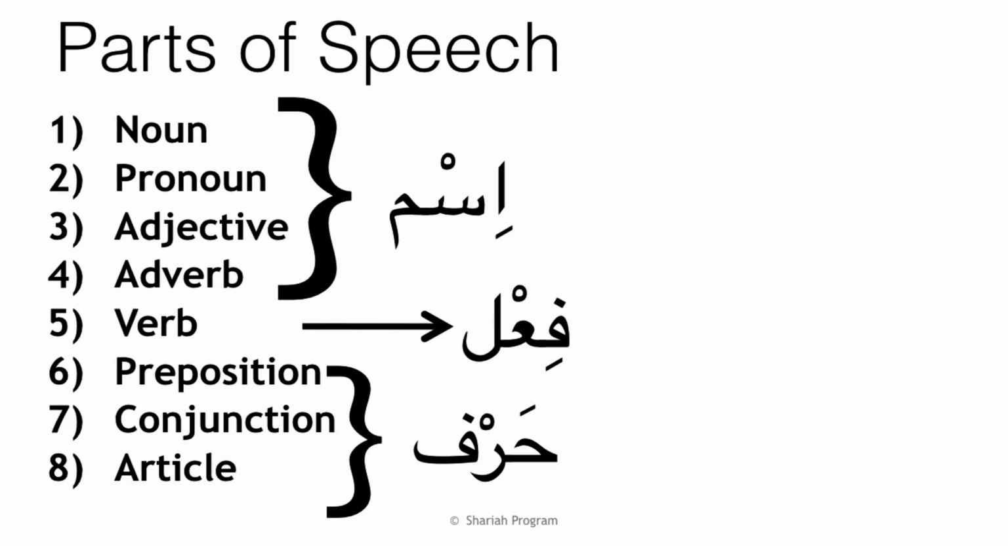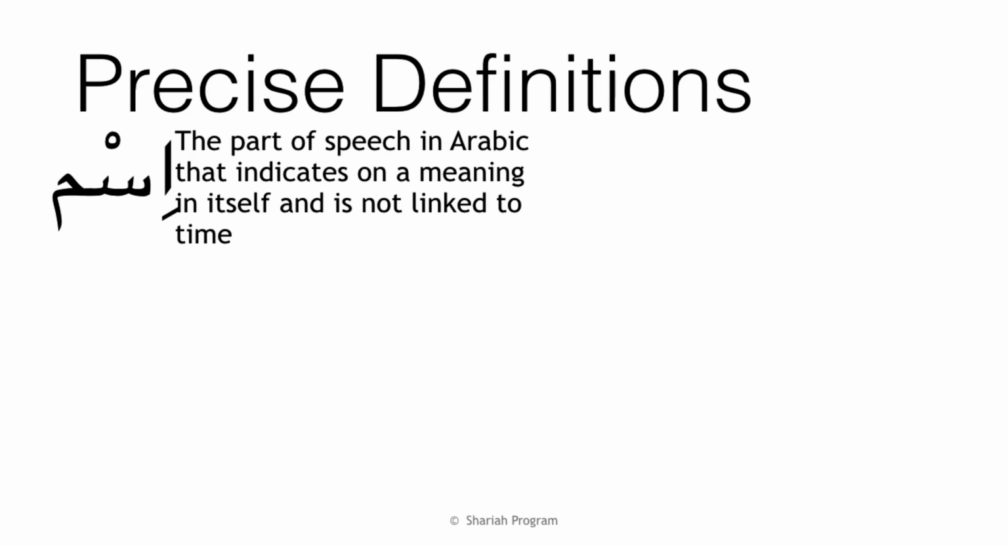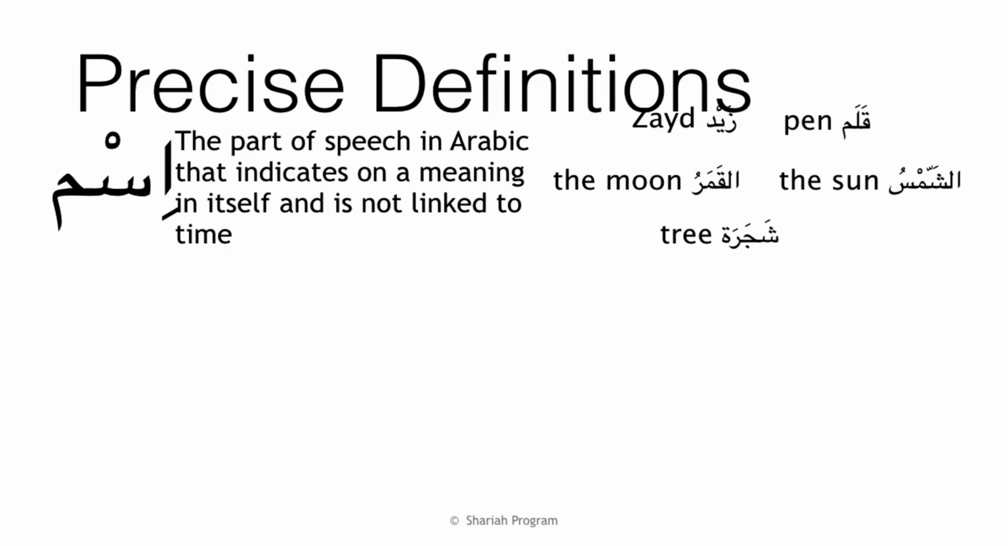So now we're ready to give precise definitions. Okay, so here are the definitions. Ism is the part of speech in Arabic that indicates a meaning in itself and is not linked to time. Right? And examples are Zayd, Shajara, which means tree, Qalam, which means pen, Ash-Shamsu, which means the sun, Al-Qamaru, which means the moon. Right?